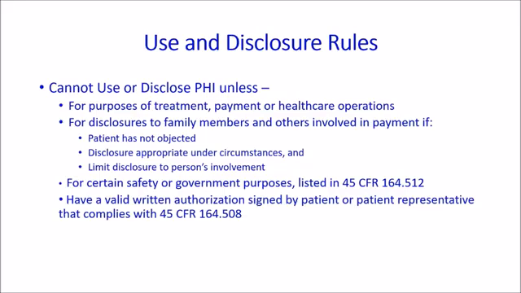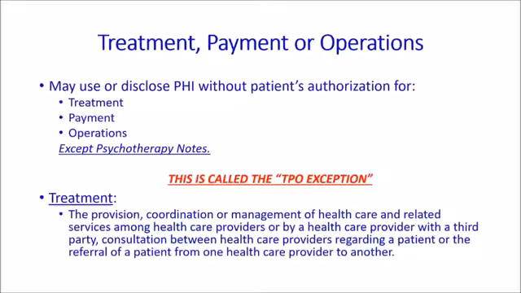PHI may be disclosed for certain public safety concerns to governmental entities, TB or Ebola notifications, for example. For most disclosures, we must have a written authorization that is signed by the patient or his or her representative.